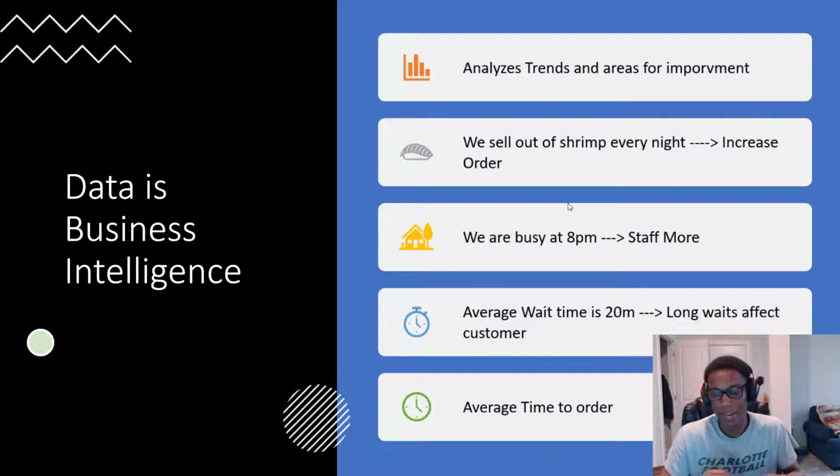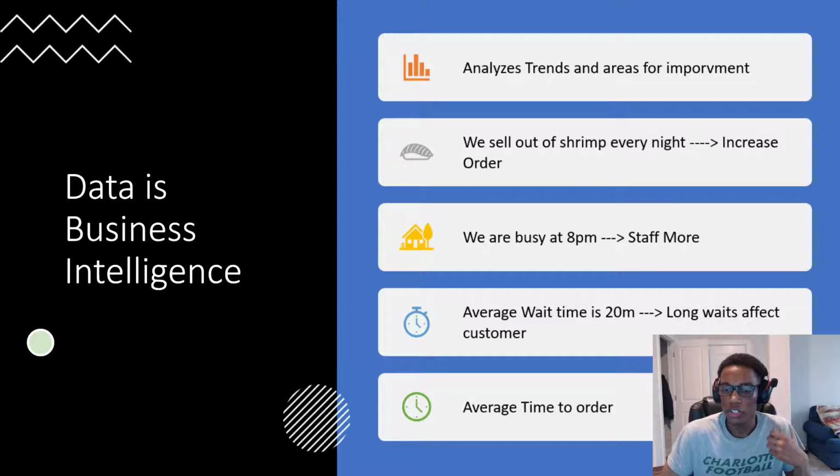So let's say every single night we sell out of shrimp, right? And I can see that in the data point. We run out every single night. So simply, I need to buy more shrimp. If the traffic in the restaurant picks up every single day at 8 p.m., what should I do? I should staff more, right?